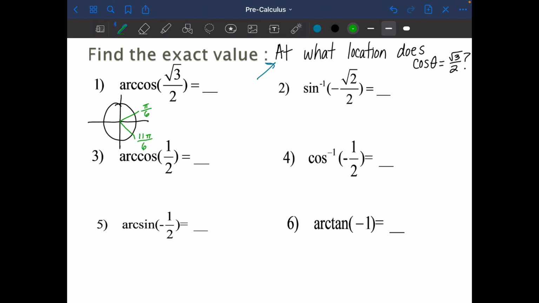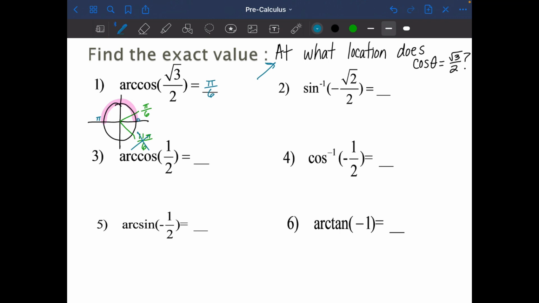But then when you really think about it, we can keep going and going around the circle, and there's an infinite number of places where cosine can equal square root of 3 over 2. Because of this, we have to restrict it because we have to make sure that inverse trig is a function. So cosine's restrictions are from 0 to pi. For our answers, we only want to include radian measures that are within that. So clearly for number 1, our answer is going to be pi over 6 because that's the one that's in bounds. Can't use 11 pi over 6, out of bounds.